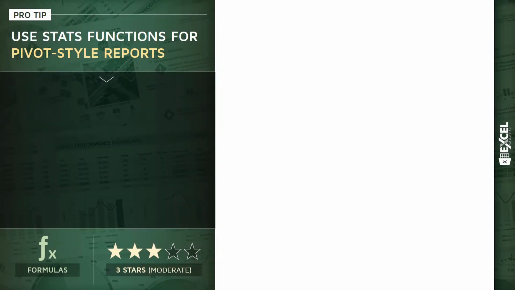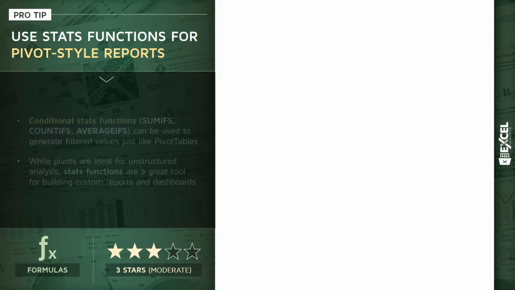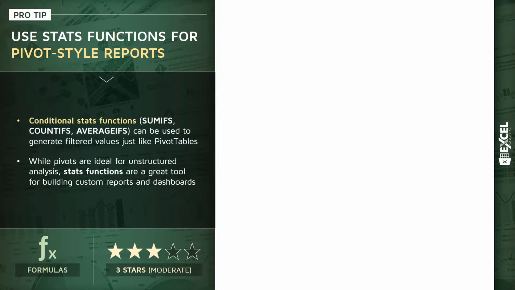All right, this pro tip is all about using stats functions, and specifically conditional stats functions, to generate pivot style reports. So you may be wondering what the heck I'm talking about. I'm talking about SUMIFS, COUNTIFS, AVERAGEIFS, these conditional stats functions that allow you to summarize data given a certain condition or set of conditions. And when you think about it, that's exactly how a pivot table operates, where those conditions are defined by your row labels, your column labels, and your filters.